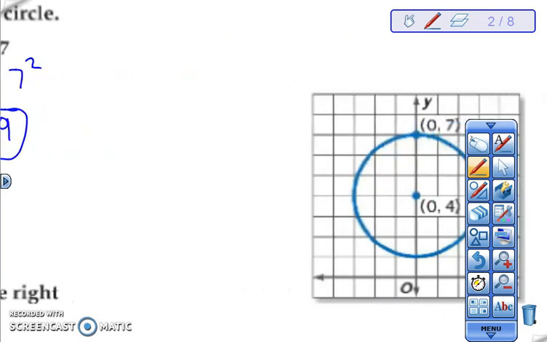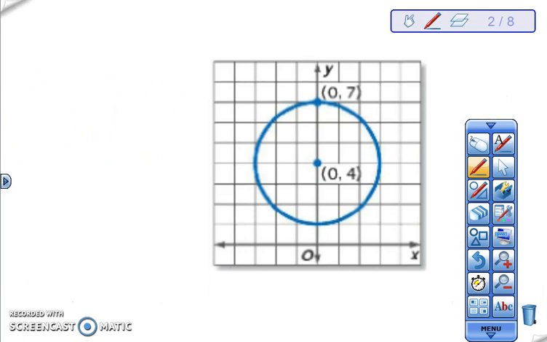So for part B, I'm going to do the same thing, but instead of being given the information, I need to read it off of the graph. So I notice the point (0, 4) is at the middle of the circle, so I can use that for my h and k. And then I notice that the point (0, 7) is on the circle. So if I look at that, that's 3 spaces away from the center. So that means my r is going to be 3.